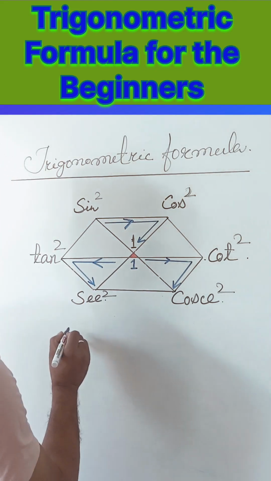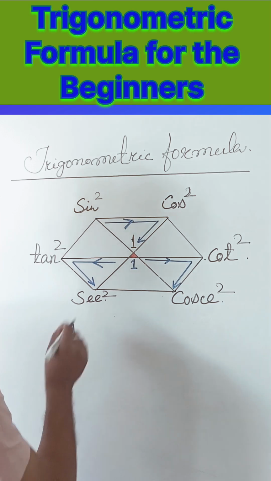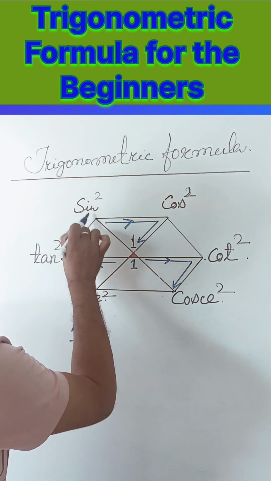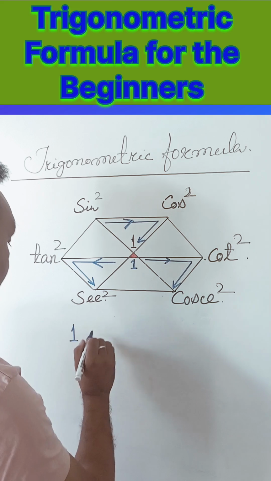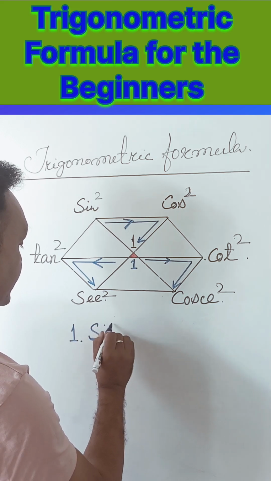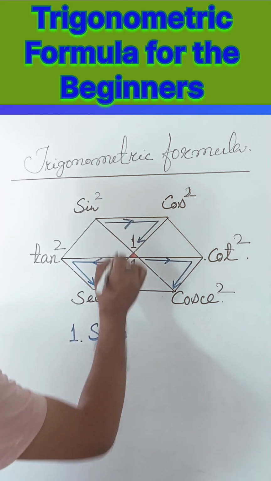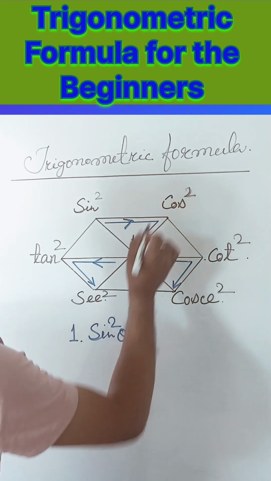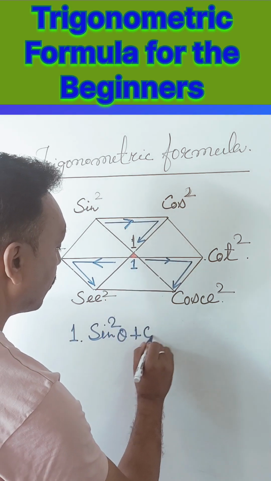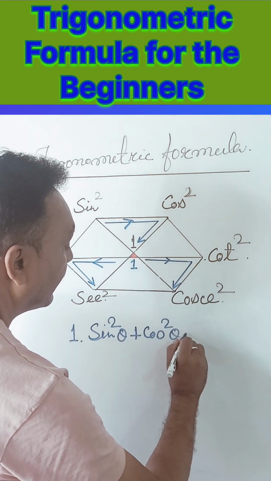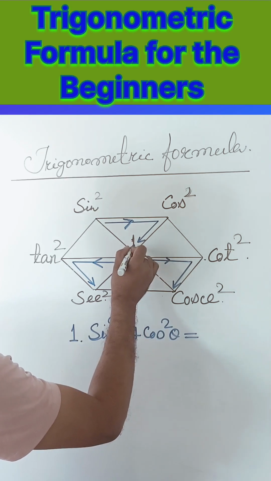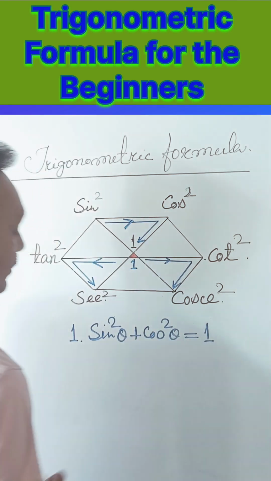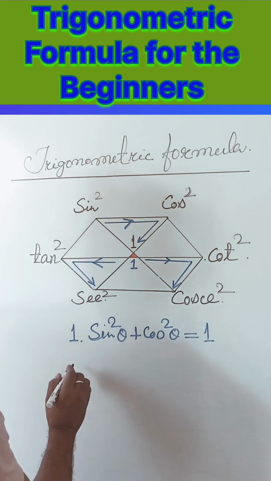Let's have a look. So the first formula is that, see here the arrow, sine square theta from here to here. Sine square theta, you put one plus sign in between, then here to here, that is cos square theta, that will give you 1. See the arrow, it came to 1. So that will give you this, one of the very important formulas.